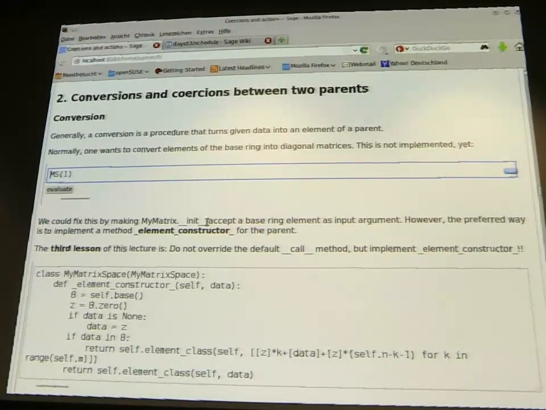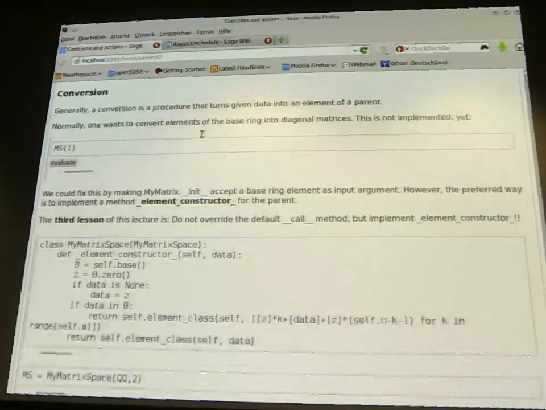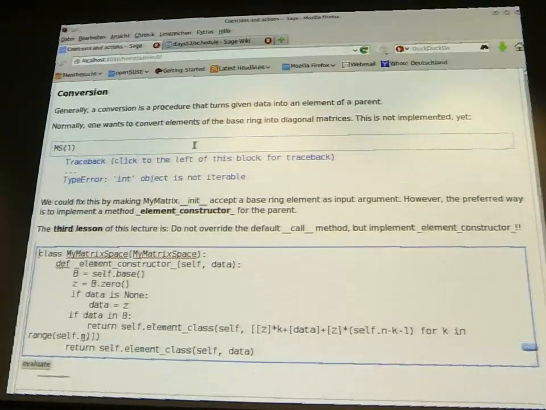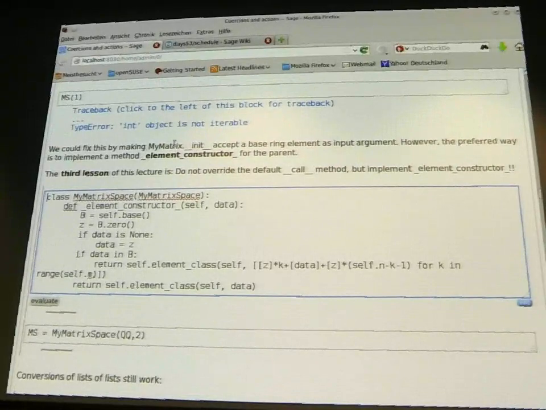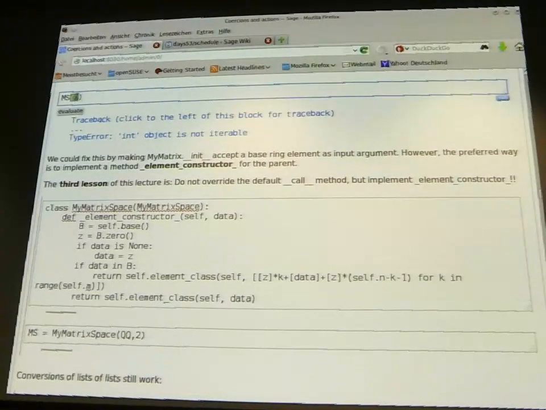The notation for this, in the user interface, is that you have the parent and then call the parent with some arguments, the data I was mentioning. This is not implemented yet, so it gives an error. I mentioned before that the default of this call would simply take the argument and pass it to the element class. But our element class does not know what to do with an integer. It only knows about lists of lists.